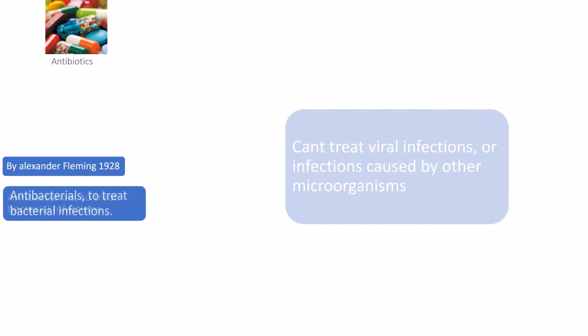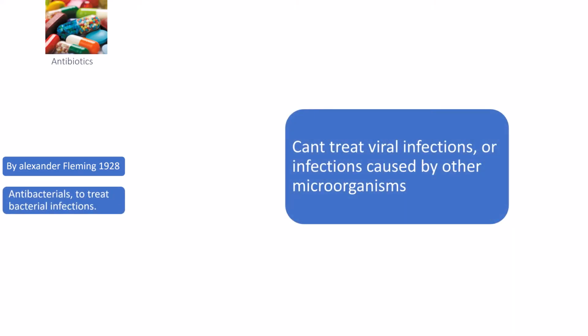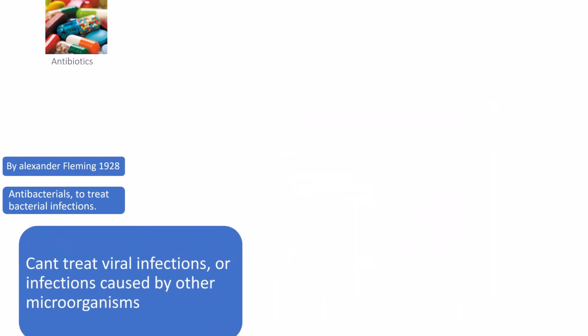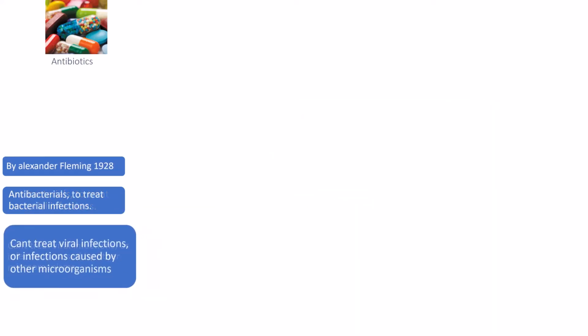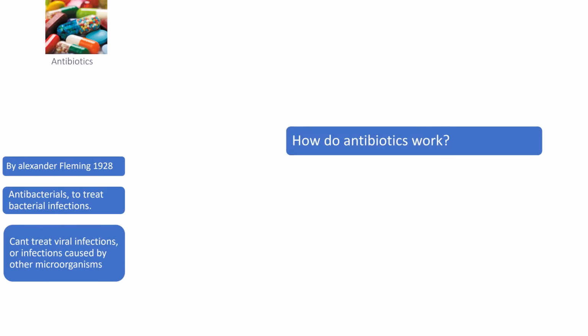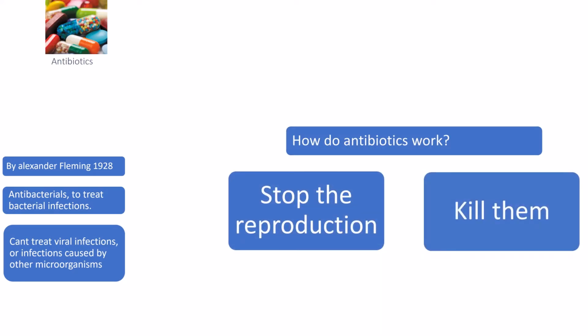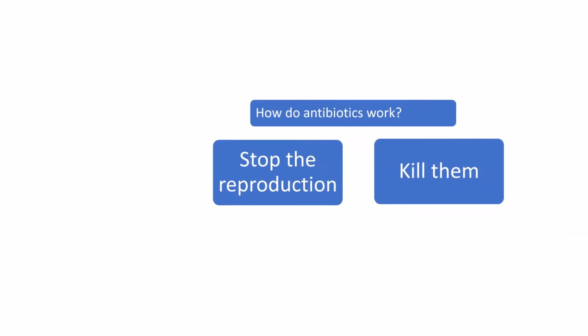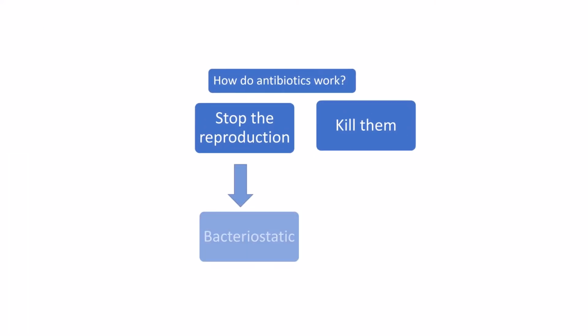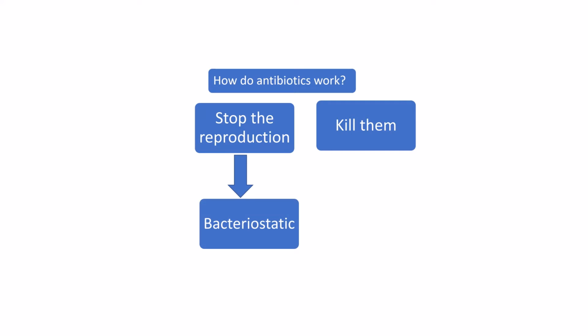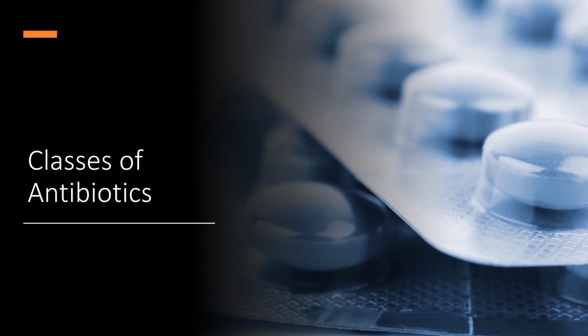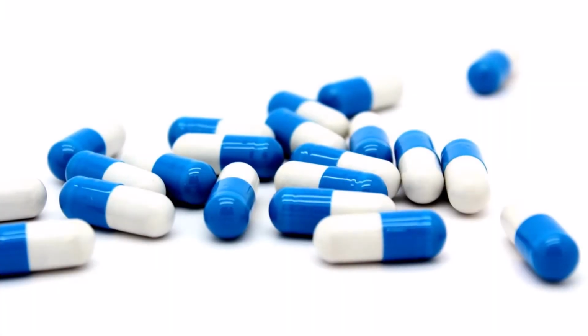So antibiotics are used to treat bacterial infections. That means they are not effective against viruses or other microorganisms. So how do antibiotics work? Like, how do they do what they do? They either stop the reproduction of bacteria or kill the bacteria. Antibiotics that stop or interfere in the reproduction of bacteria are called bacteriostatic, and those which kill the bacteria are named bactericidal. Keeping these terms in mind, let's take a look at the classification of antibiotics.